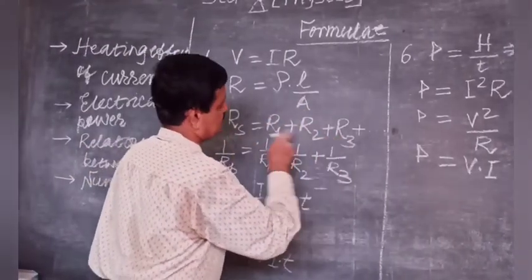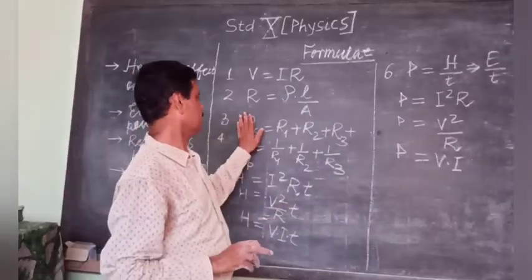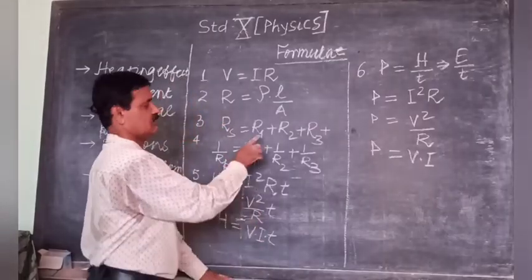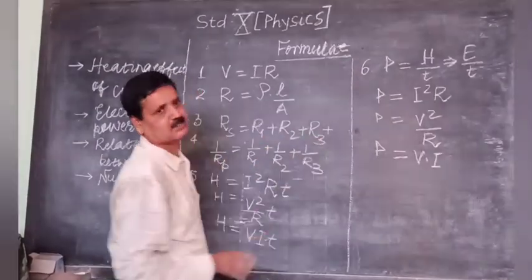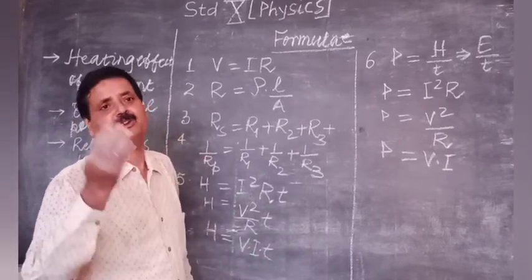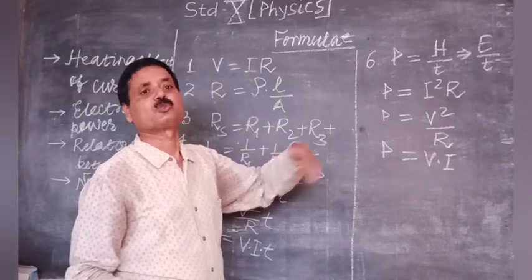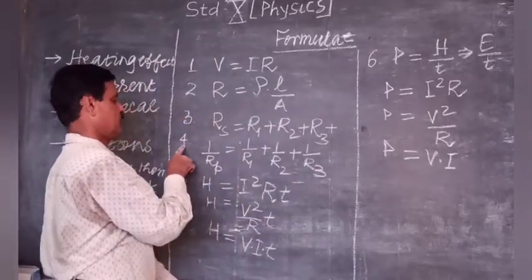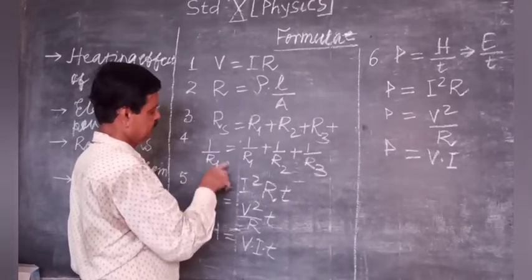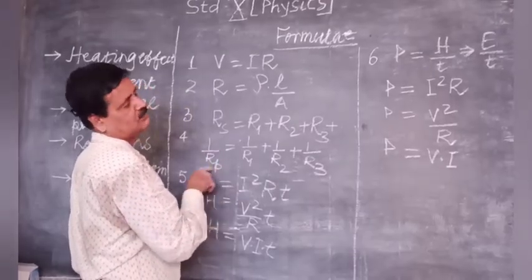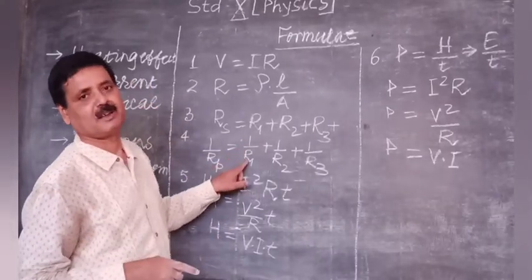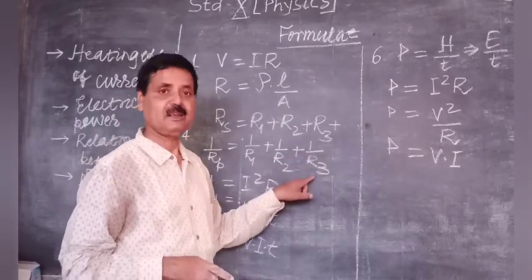When resistors were joined in series, we have studied in series combination, the equivalent resistance is equal to sum of the individual resistances. In case of 2, R must be equal to R1 plus R2. In case of 3, so on you will add it. Fourth is parallel combination, 1 by Rp. This is total resistance of the combination when they are joined in parallel. That is 1 by R1 plus 1 by R2 plus 1 by R3.